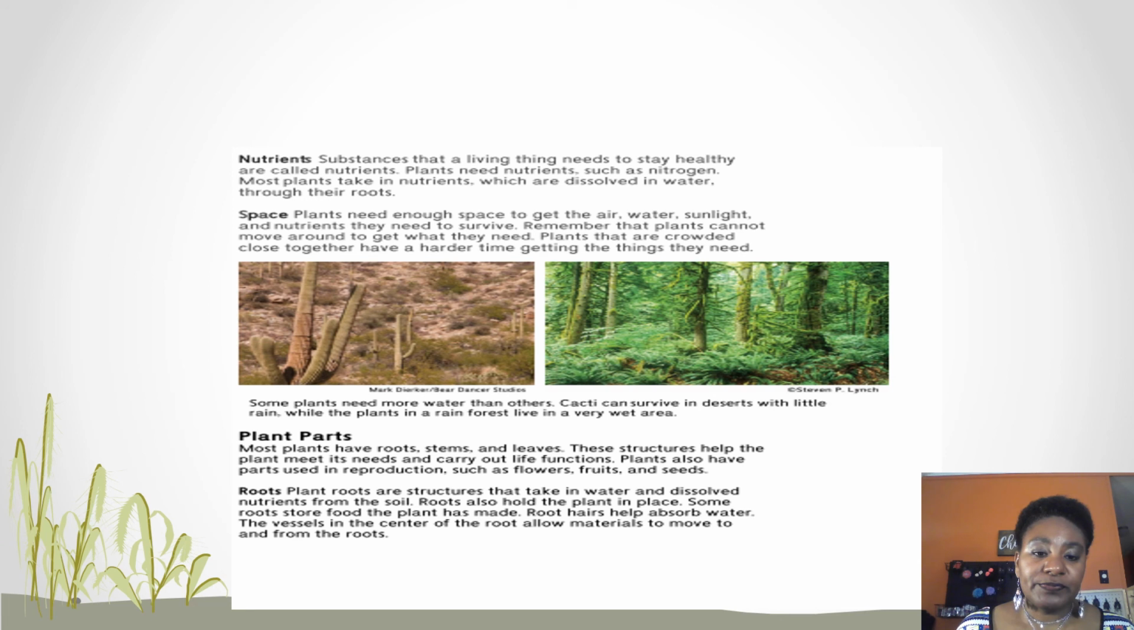Roots. Plant roots are structures that take in water and dissolve nutrients from the soil. Roots also hold the plant in place. Some roots store food the plant has made. Root hairs help absorb the water. The vessels in the center of the root allow materials to move in and from the roots.